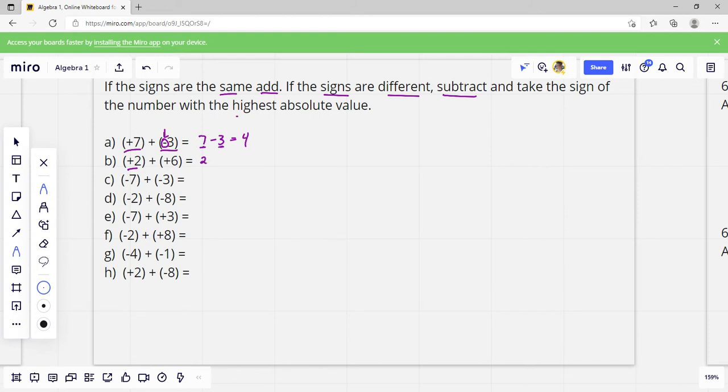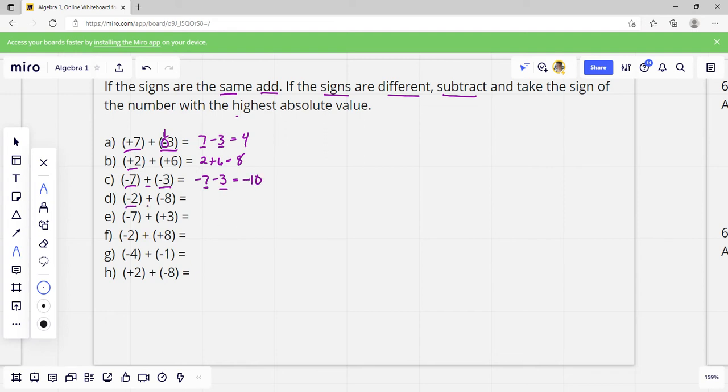Positive 2 plus positive 6. That really just means 2 plus 6, which is, both of these are credits. So we have $6. We get 2 more dollars. Now we have $8. Negative 7 plus negative 3. All right, so that really means negative 7, negative 3. Negative 7, take away 3 more. So you already owe $7. You borrow 3 more. Now you owe 10, so negative 10.